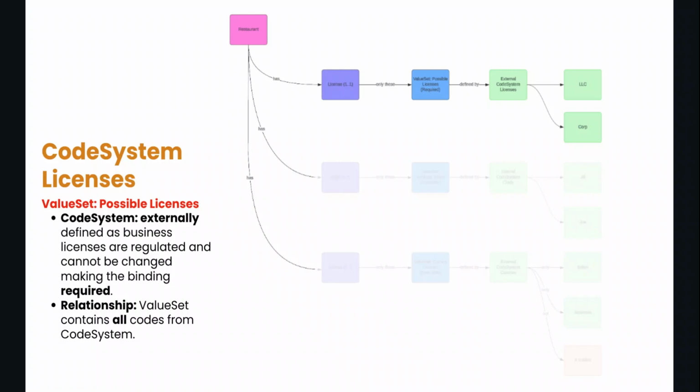So when we talk about licenses, we talked about it earlier, this is likely an external code system because these are business licenses. LLCs and corps and all those different types of licenses are externally defined. There's a very well-defined definition for them, and we can't make up our own. So this is external, and then the binding is required because we can't fabricate it. And then the relationship between code system and value set is that the value set in this case would contain all the codes from the code system, because whenever we're opening a restaurant, we're not limited to only LLC and corp. We can choose one of them. It's not like in the U.S. you can only have an LLC.